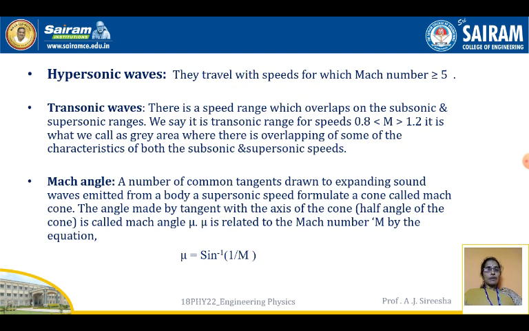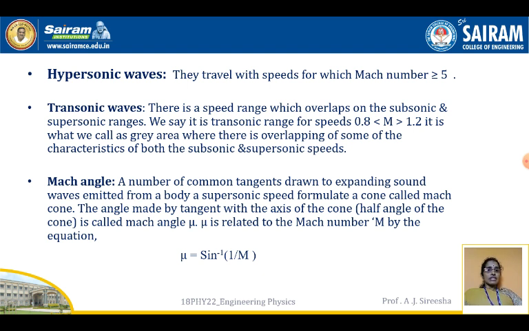Next is hypersonic waves. They travel with speeds for which the Mach number is greater than or equal to 5. All the waves which have a Mach number greater than or equal to 5 are called hypersonic waves. Next is transonic waves. These are the speed range which overlaps the subsonic and supersonic ranges.